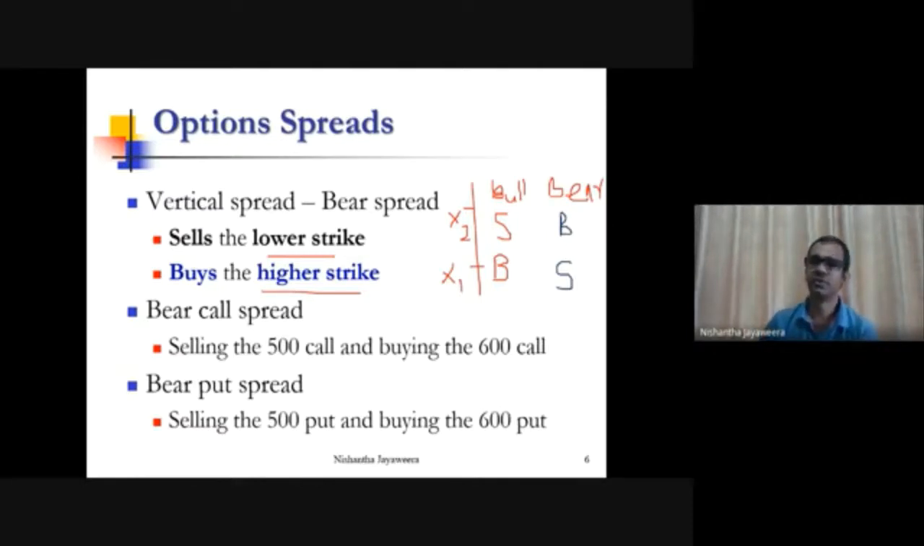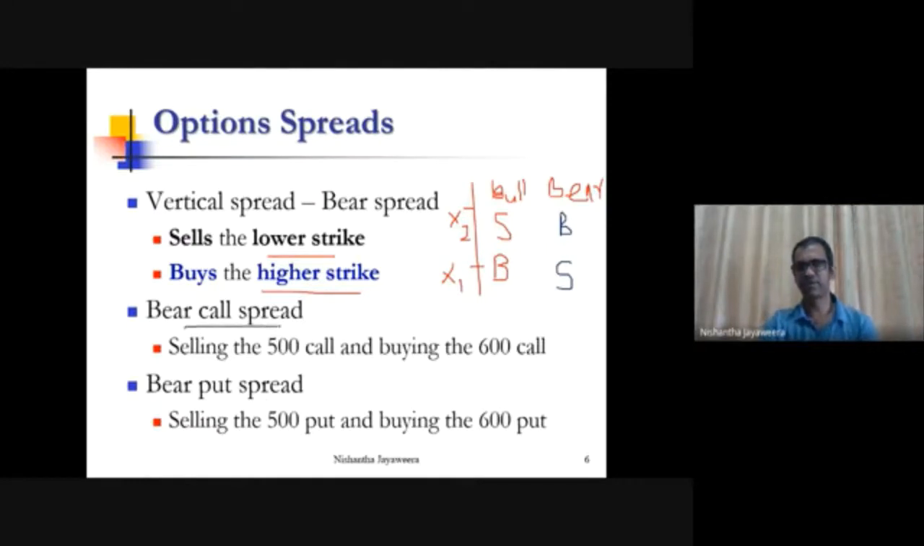Again, these two examples, bear call spread and bear put spread. In a bear call spread, you buy a call option with a higher strike and sell a call option with a lower strike. So selling the 500 lower strike call while buying the 600, that means the higher strike call option. In a bear put spread, you sell the lower strike put option and buy the high strike put option. Is it clear? Is it difficult?